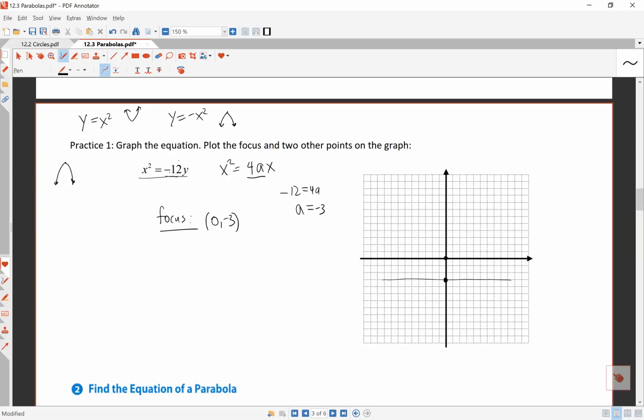And we see why, because we're going to let this time y be equal to the y value of the focus. I let y be negative 3. And when I do that, I get x squared is equal to negative 12 times negative 3, which is 36. And x is equal to plus or minus the square root of 36, which is 6. That tells us our 2 points on the graph are 6, negative 3, and negative 6, negative 3.